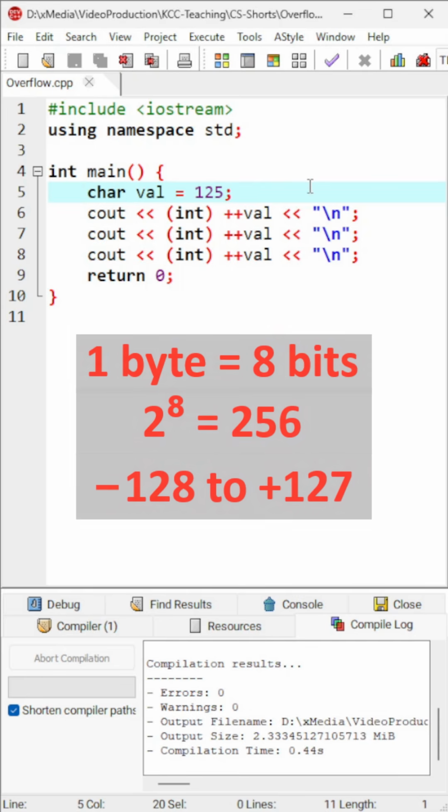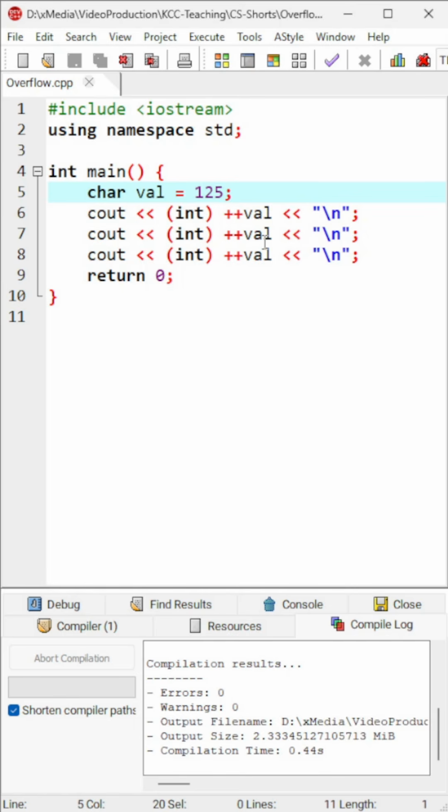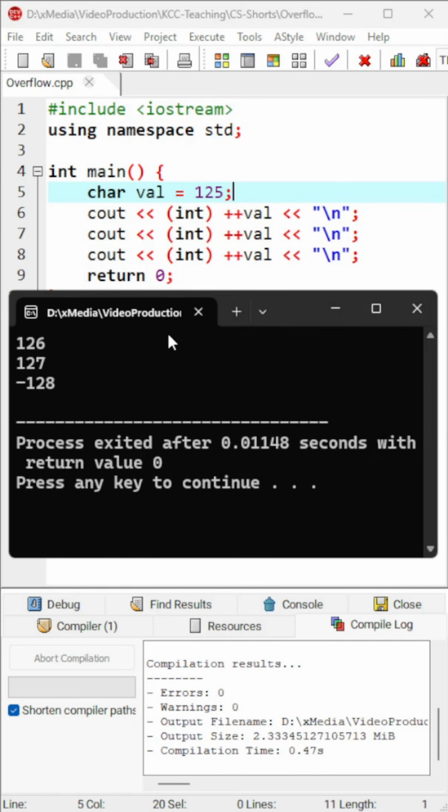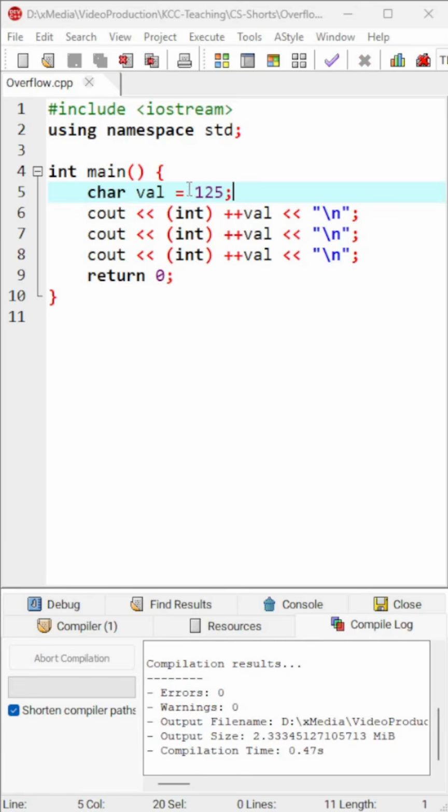So if I start at 125 and I add one step at a time, what happens is we'll reach 126, 127, and then it overflows, so it wraps around to the minimum value of -128. And that looks pretty crazy if you don't expect it. Plus, the same issue can happen in the other direction.